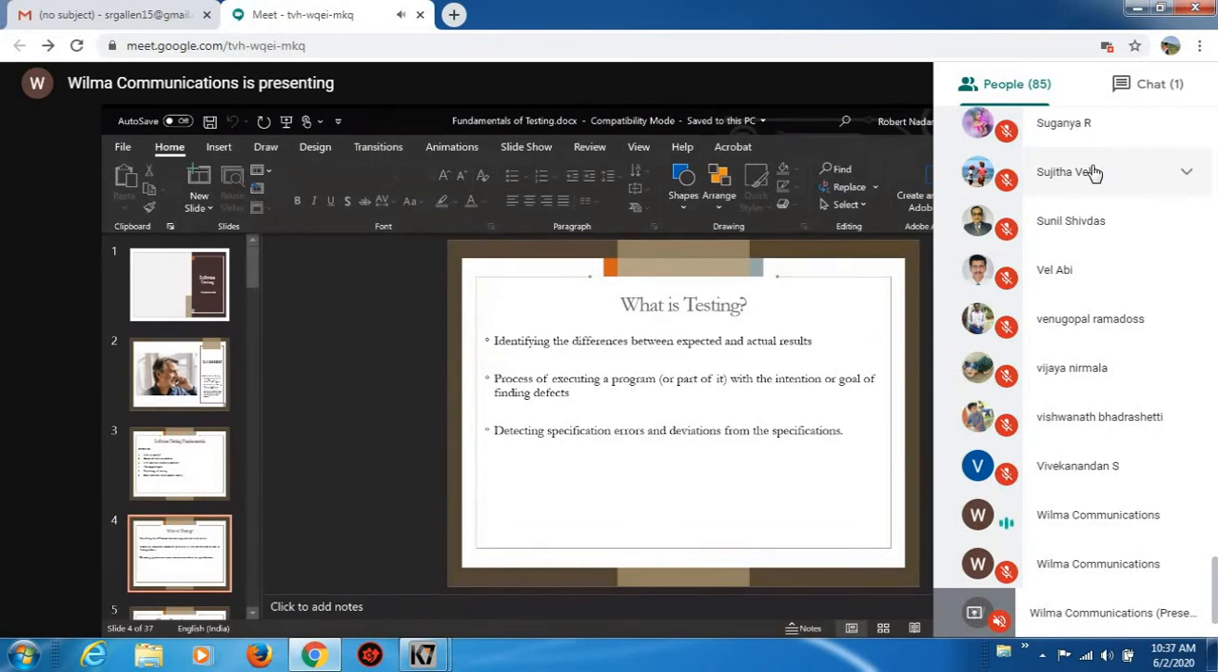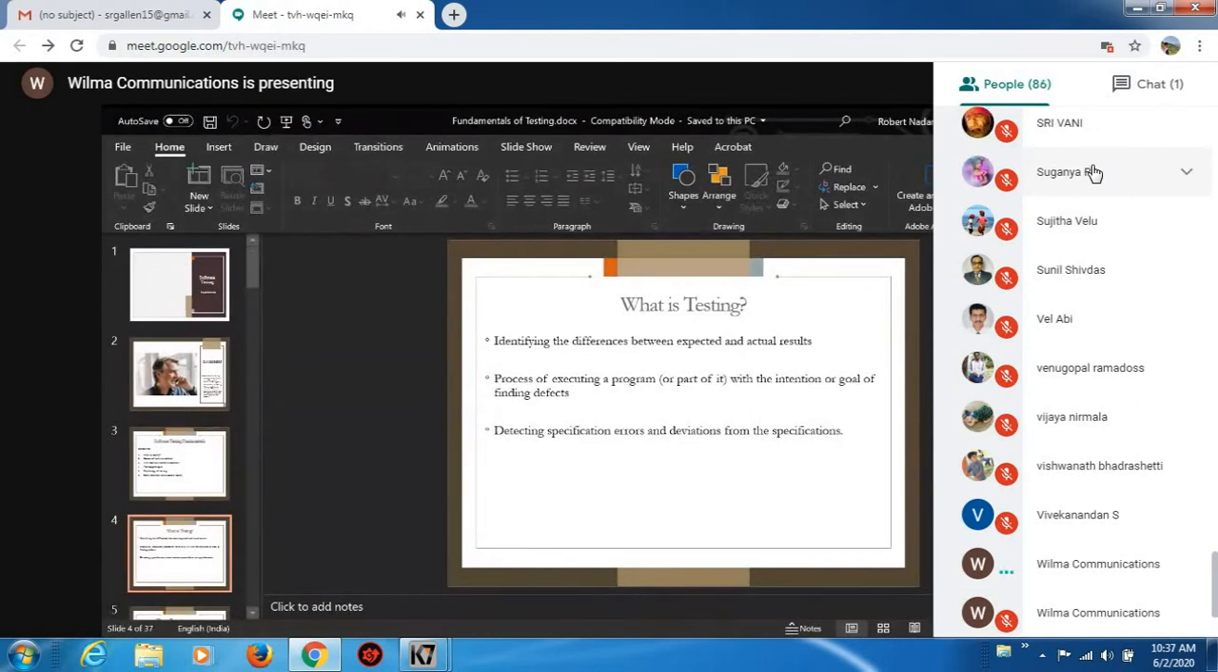Number two, the second definition says: the process of executing a program with the intention or goal to find defects. So the second definition says that once we develop the product, we execute the code by giving input. I will give the input, execute the program, and confirm how my application behaves.